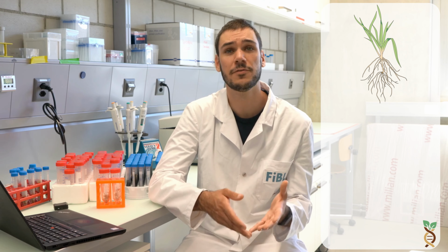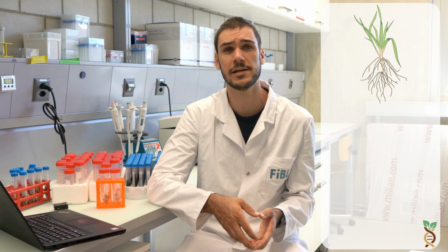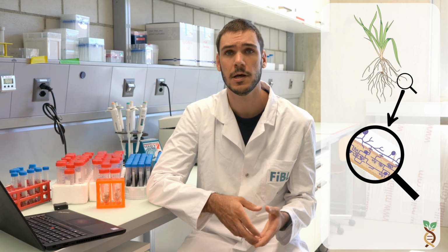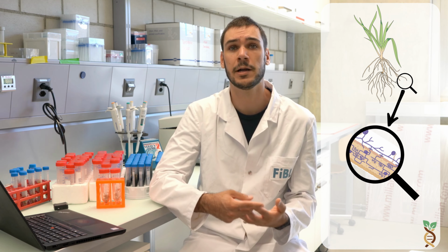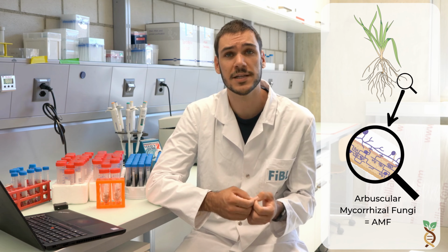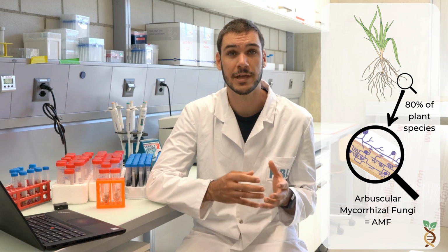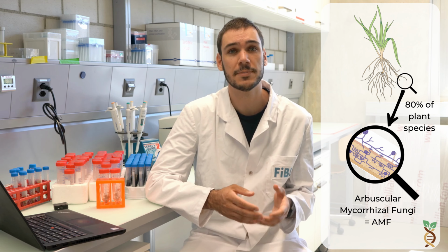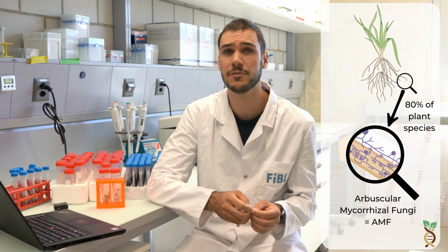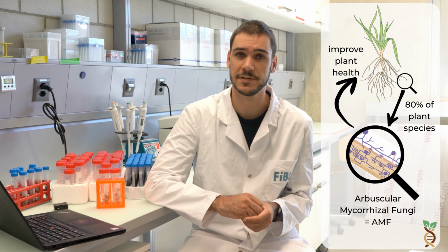Roots are essential for anchoring plants into the soil and absorbing water and nutrients, but their effectiveness can be greatly enhanced by symbiotic organisms. Among the most important ones are arbuscular mycorrhizal fungi, or AMF for short, which form an association with an estimated 80% of plant species. They act as extensions of the roots, absorbing vital nutrients, particularly phosphorus, and play a key role in supporting plant health and productivity.